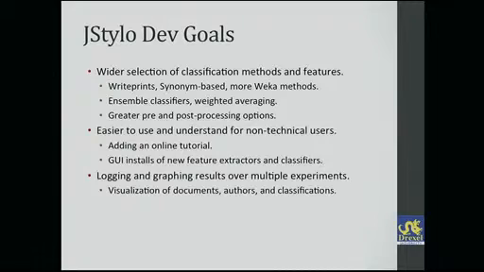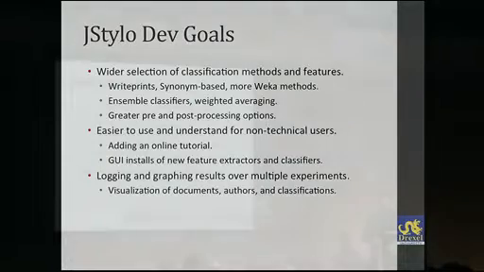So we have some development goals for JStylo going forward. That was just a quick walkthrough of it. We want a wider selection of classification methods and features, including write-prints and the synonym-based method, which are not built into this yet. We've used this tool in part to do our existing research, but the graphs I showed you earlier were still created from this hodgepodge of different methods, and we're hoping to unify that in one tool.